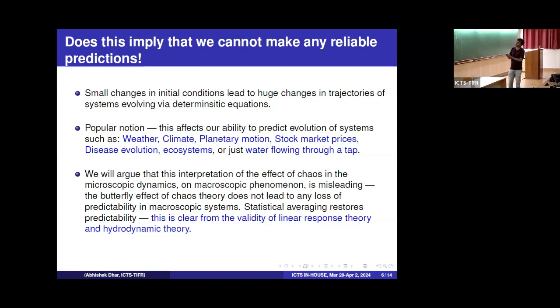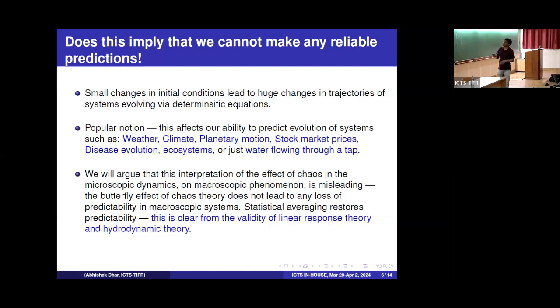Small changes in initial conditions lead to huge changes in the trajectories of systems. Trajectories means, with n degrees of freedom, it could be n positions of n particles and n momenta, so some 6n-dimensional phase space. There's a trajectory, and if you look at another slightly different trajectory, they follow completely different paths.